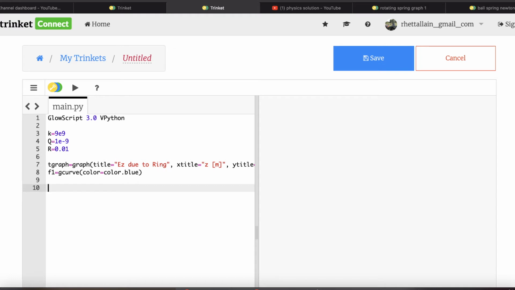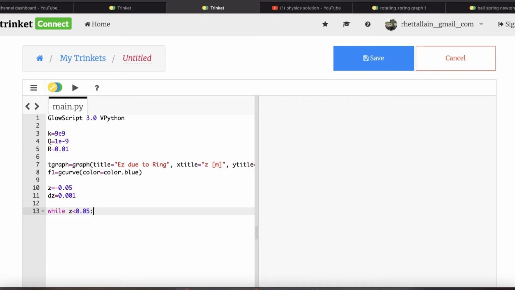Now what I need to do is to, I could make a function to calculate the electric field, but it's just one equation, so it shouldn't be too bad. But I do need to pick my value of Z. So I'm going to say Z equals negative 0.05, and I need my step size. So let's say dz equals 0.001. Let's just try that. We can make it smaller if we want to. Now I'm going to say while Z is less than 0.05, right?